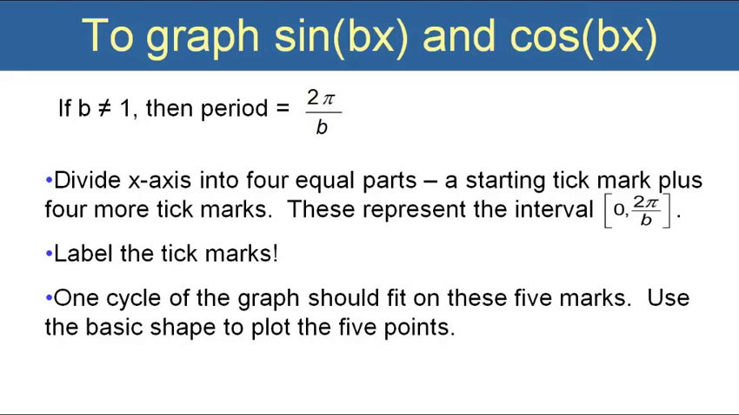And then we're going to label the tick marks, and then one cycle of the graph will fit on these 5 marks. So we'll use the basic shape to plot the 5 points. Remember earlier I told you for the sine graph we said middle, high, middle, low, middle. That's what we'll use to graph these. They're very easy to graph once we get going.